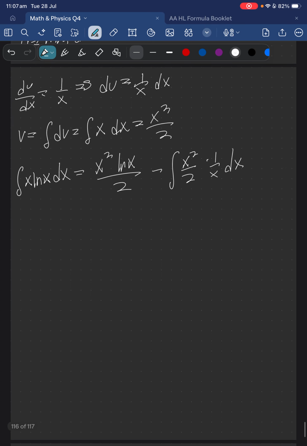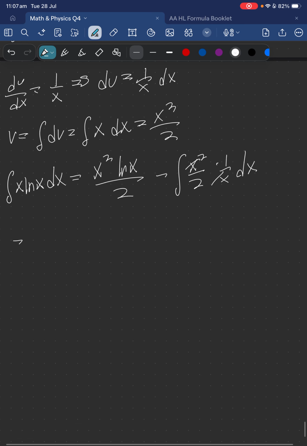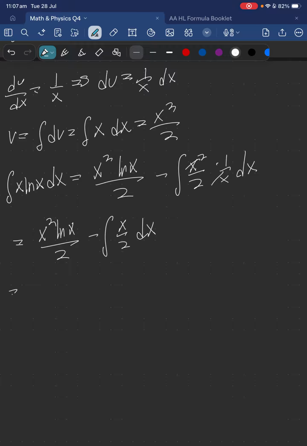Anyways, coming back to the integral, we can cancel out the x's, which leaves us x squared natural log of x over 2 minus the integral of x over 2 dx. And this is just x squared ln x over 2 minus x squared over 4, because x becomes x squared and then you divide that by 2, which is already divided by 2, so that becomes 4 as your denominator.